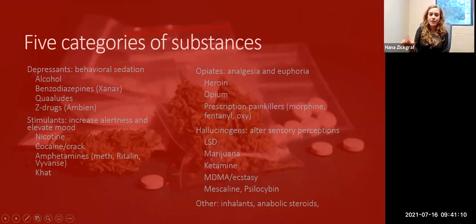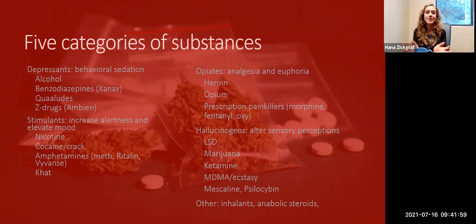So there are five categories of substances, which are basically just divided up based on the psychoactive effect that they have. So depressants like alcohol, benzodiazepines, quaaludes, and Z drugs, so zolpidem, Ambien, and other sleep aids, work through behavioral sedation. So they interact with neurotransmitters or receptors that have a depressing effect on our nervous system, like ethanol interacting with the GABA receptor. Stimulants have the opposite effect. They work to increase alertness and elevate mood by binding to dopamine receptors in the case of cocaine or crack or amphetamines, or by binding to nicotinic receptors in the case of nicotine. Nicotinic receptors enhance neural activity also.